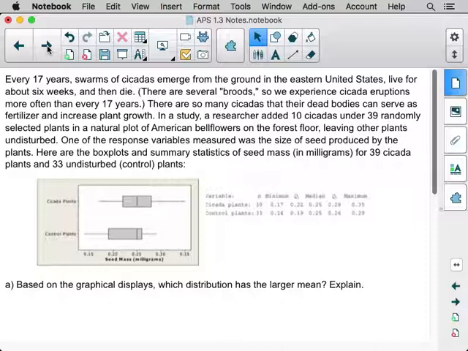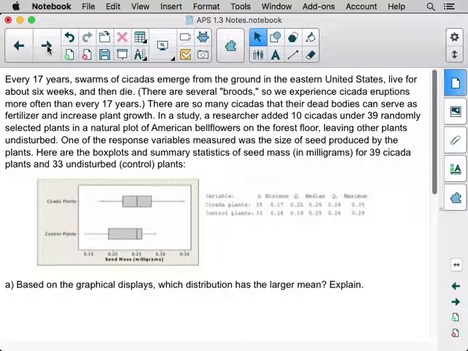So, every 17 years, swarms of some cicadas emerge from the ground in the eastern United States, live for about 6 weeks, and then die. There's several broods, so we experience the cicada eruptions more often than every 17 years. There's so many cicadas that their dead bodies can serve as fertilizer and increase plant growth. In a study, a researcher added 10 cicadas under 39 randomly selected plants in a natural plot of American bellflowers on the forest floor, leaving other plants undisturbed.